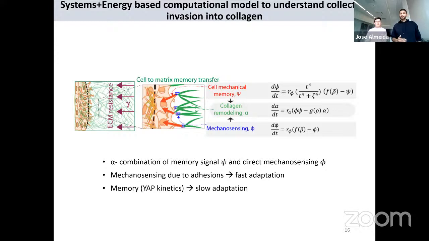We propose that collagen remodeling is a combination of 2 signals. One is the memory signal, psi, and the other comes from direct mechanosensing, phi. We propose that both of these, phi and psi, have varying kinetics. So phi, which is your direct mechanosensing, has faster kinetics because it is rooted in adhesion formation. And your cellular memory, which is based on your YAP kinetics, as has been shown in our previous work, has much slower kinetics compared to mechanosensing. So a combination of phi and psi informs your collagen remodeling.